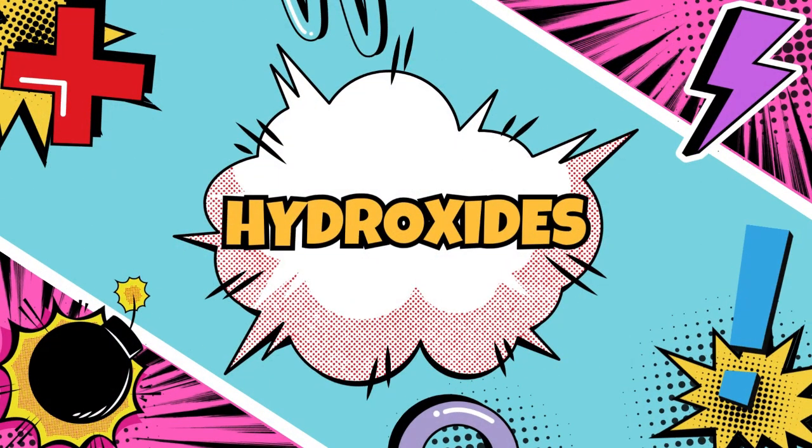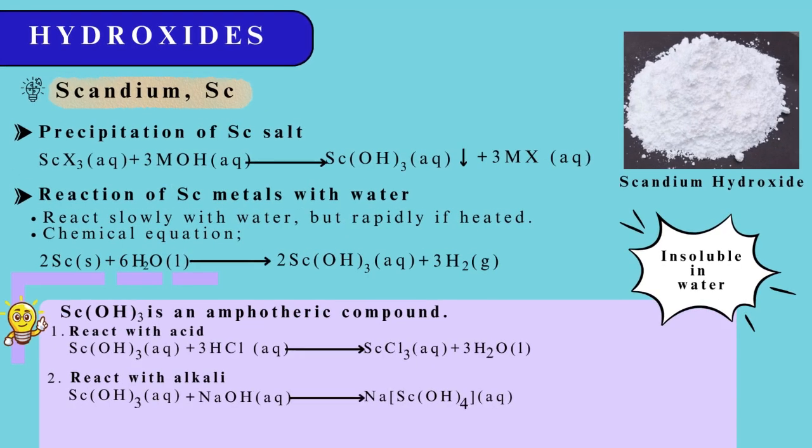Now, let's move on to their hydroxides. First and foremost, let's look at scandium hydroxide. Here are two methods to produce scandium hydroxide. Firstly, the precipitation of scandium salts. You react scandium halide with a strong base, and you will form a precipitate of scandium hydroxide plus metal halide.